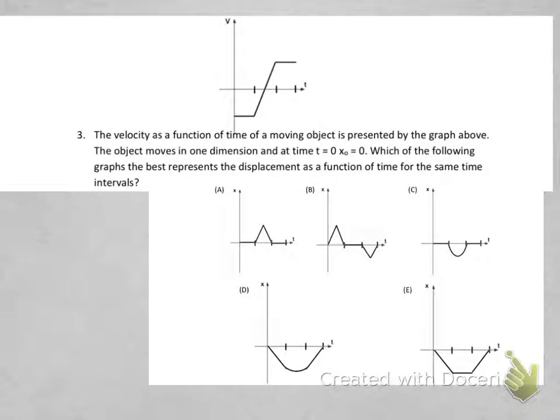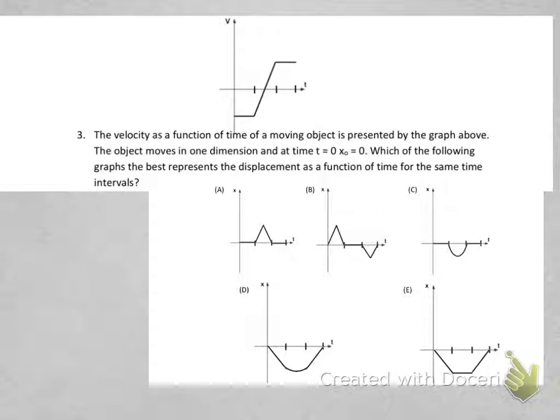Number 3, the velocity as a function of time of a moving object is presented by the graph above. The object moves in one dimension and at time t equals 0, x not equals 0. Which of the following graphs represents the displacement as a function of time for the same time intervals? All right, so we're looking at choices that all involve displacement versus time.